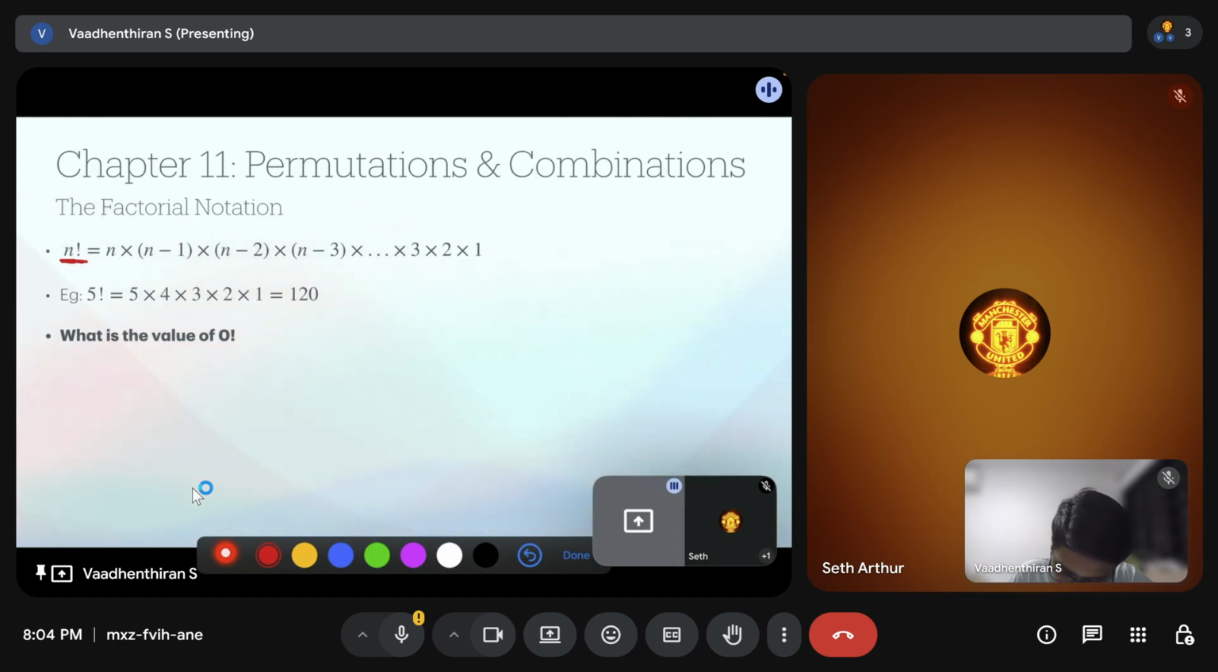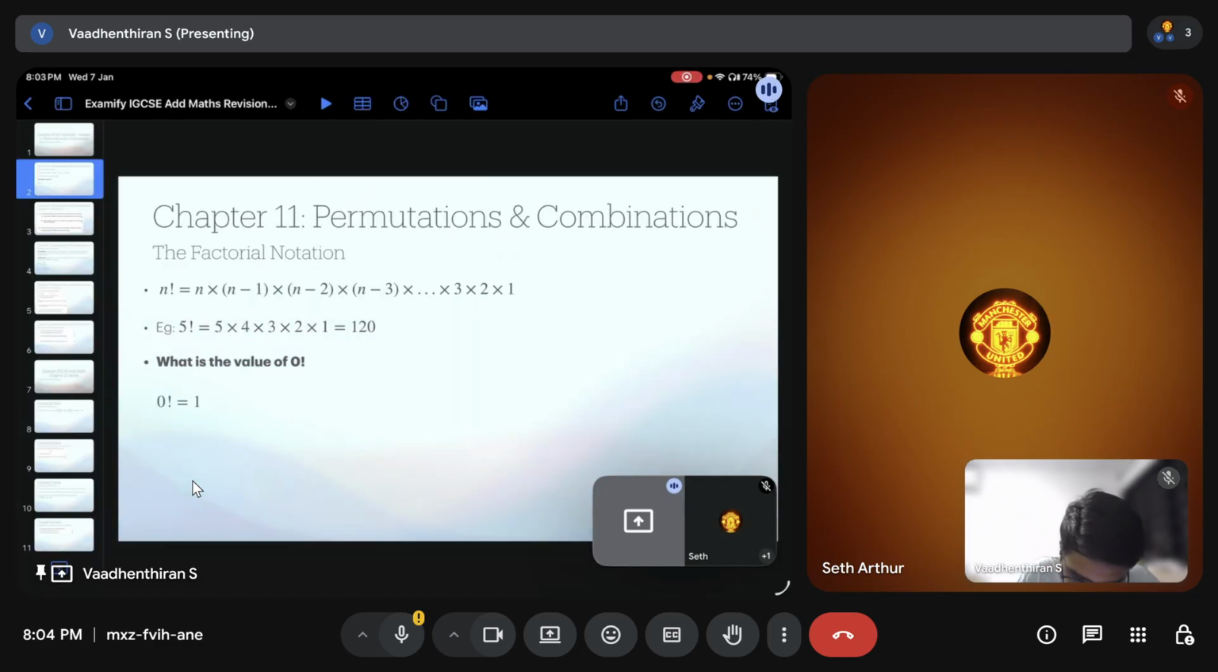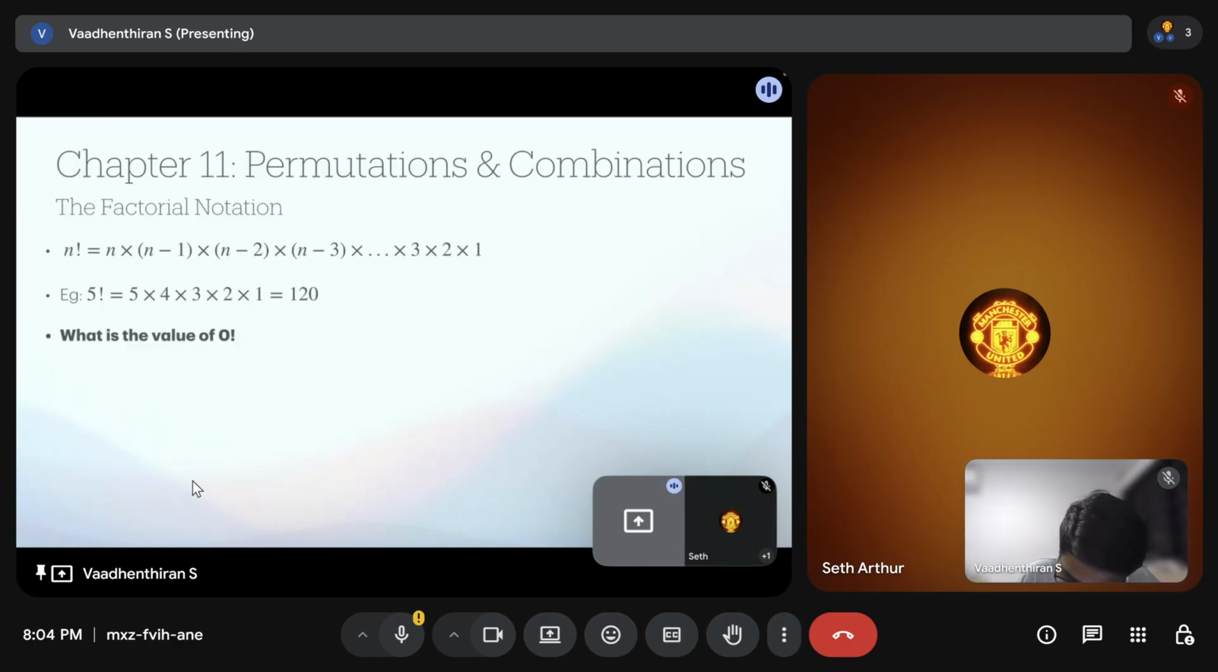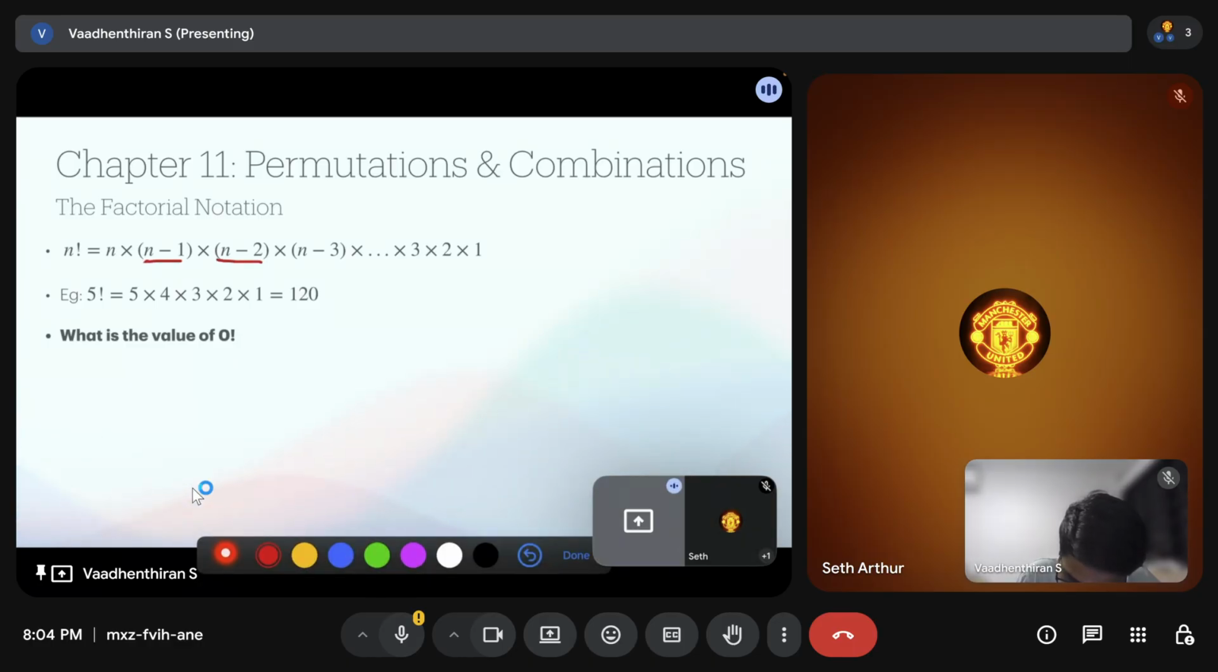n factorial is defined as the number of multiplications you do from the number till 1. So n factorial is equal to n times n minus 1, n minus 2, n minus 3, all the way to 3 and 2 and 1. There's an example here. I've given 5 factorial. So 5 factorial is basically 5 times 5 minus 1, which is 4, 5 minus 2, which is 3, and 2 and 1, which is equal to 120.